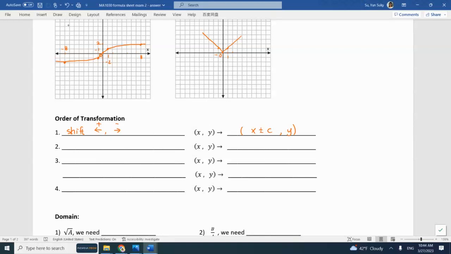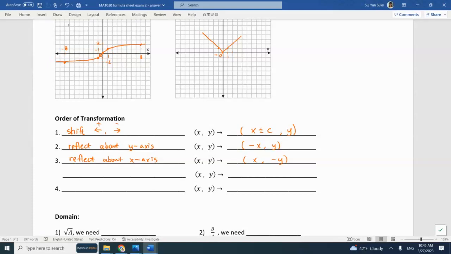Yeah, we reflect about the y-axis. Do you change the x or you change the y? Yes. And you put a negative sign in front of x. Very good. The third one. Yes. We reflect about the x-axis. What do you change? Y. So you have a minus sign in front of the whole function. Right, everybody?